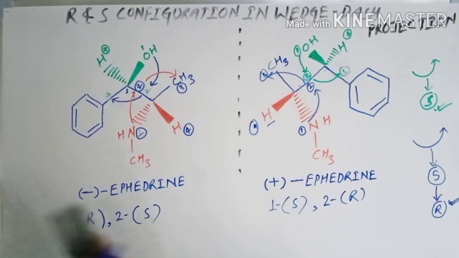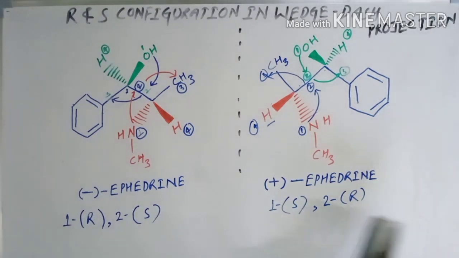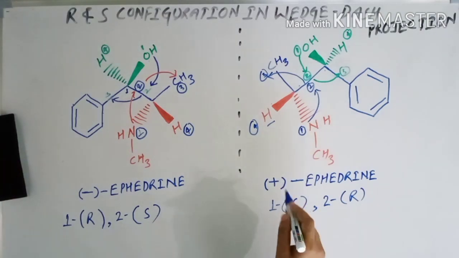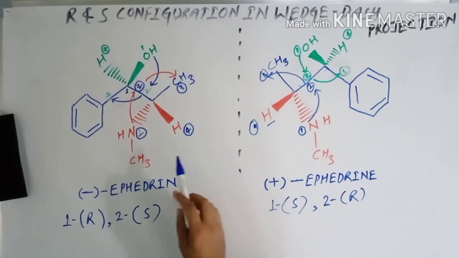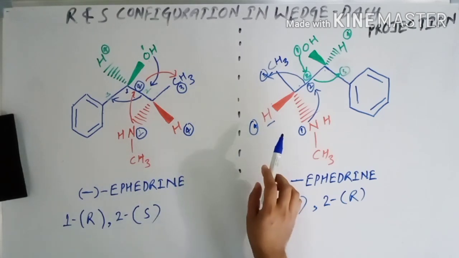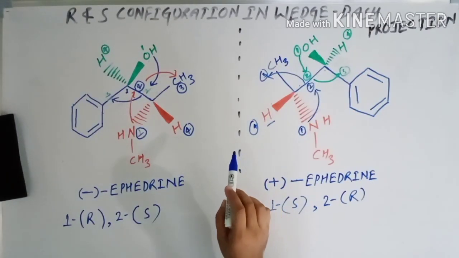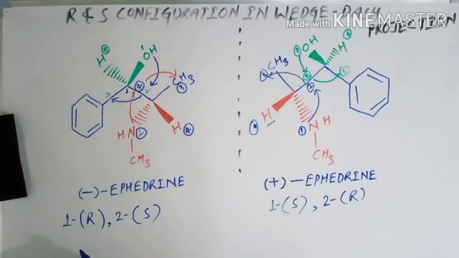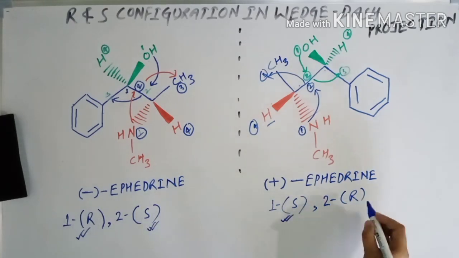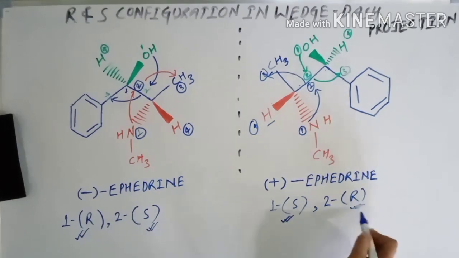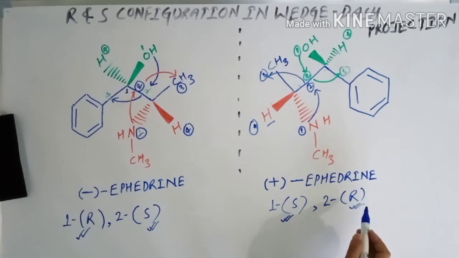Now what is the relationship between these two molecules? I have already said that both of them are enantiomers because both of them are mirror images. Now if they are mirror images, then their configurations go opposite to each other. Here you will see the first carbon has R configuration, here the first carbon has S. So the configuration of the first carbon changes from R to S. Here the second carbon has S configuration, here the second carbon has R configuration.